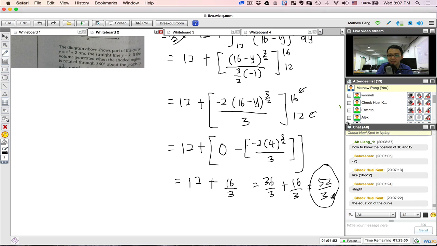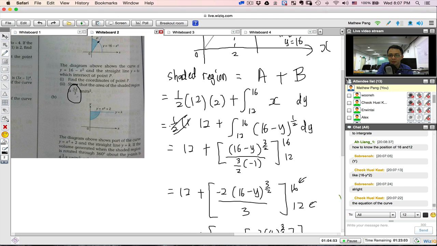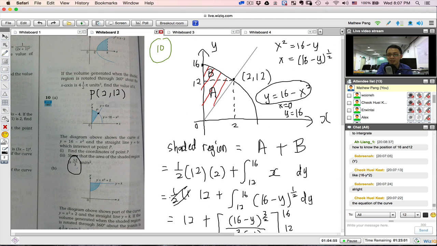Like 16 minus y square. Oh, you mean for this one? I mean I answer the Hui Kiet one. Power of 2, you move to the other side, it just becomes power of half. So if you got the power of half, you do the integration, half need to plus 1, isn't it? Half plus 1 just gives you 3 over 2. So if you got the 3 over 2, you just divide by the total power, which is 3 over 2.